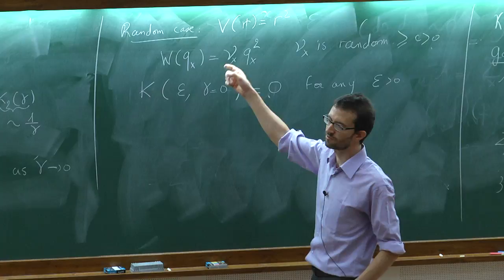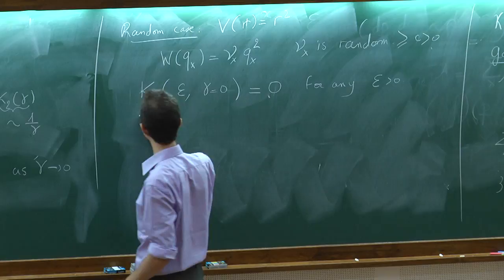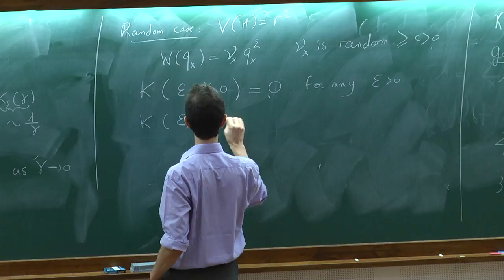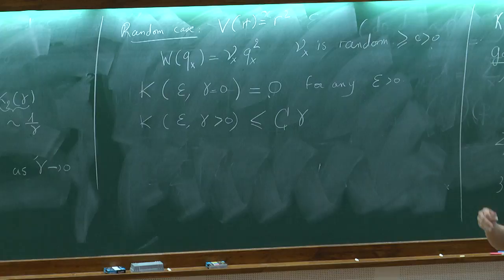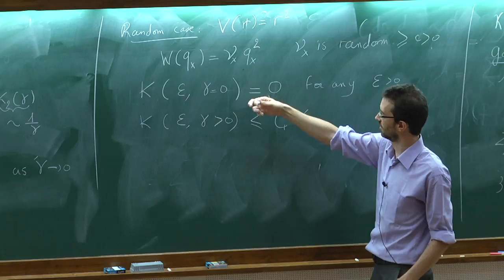So in this case, you have localization if you don't have any noise. Now we put the noise, and what we can prove is that when you have the noise, which is strictly positive, the conductivity is bounded by C times gamma. So the conductivity itself goes to zero. You introduce the noise, and when you send the noise to zero, you come back to this, which goes to zero.